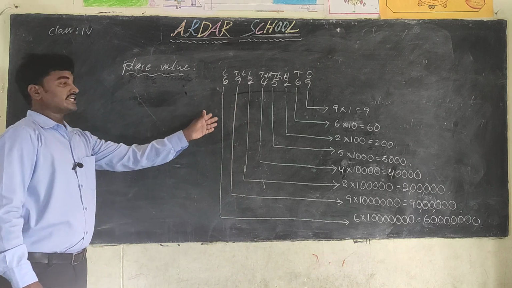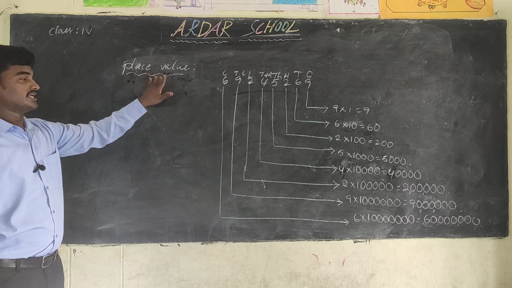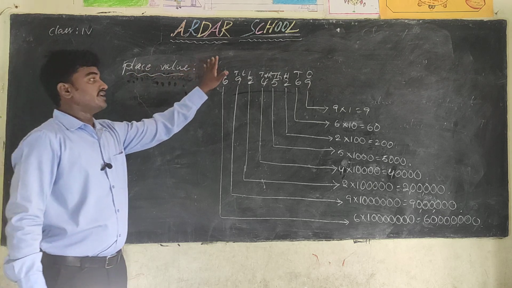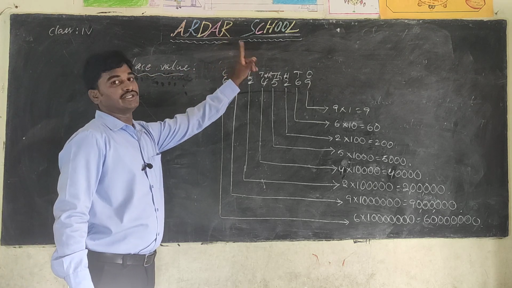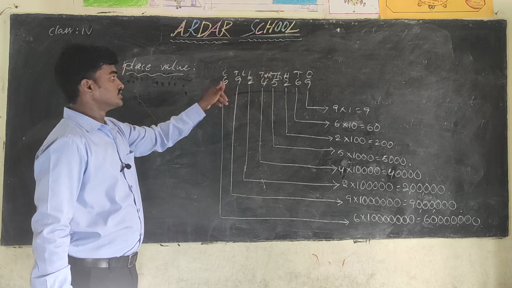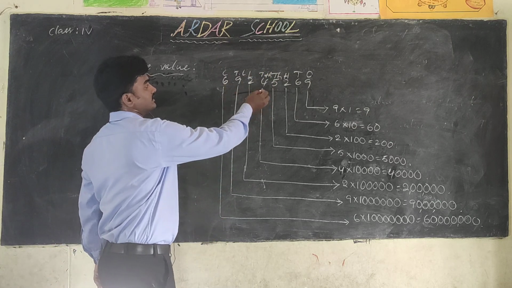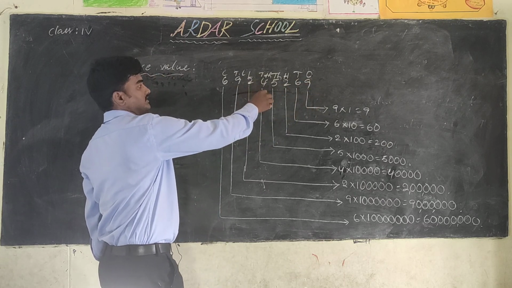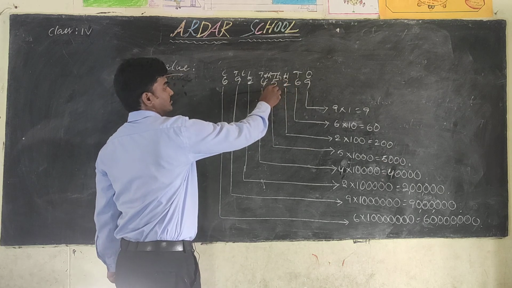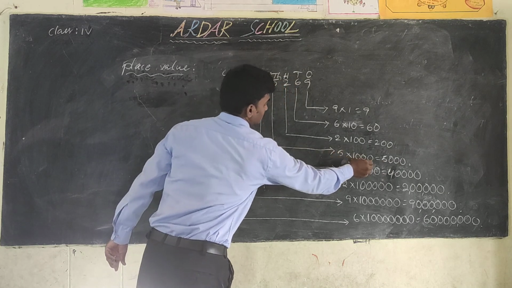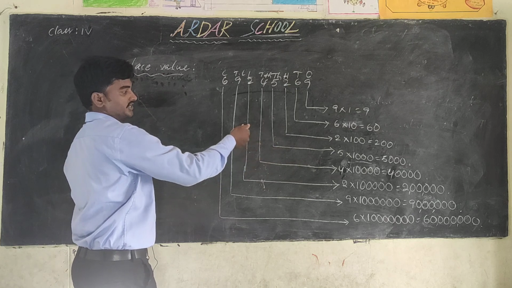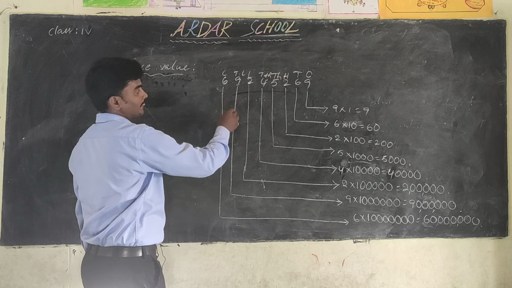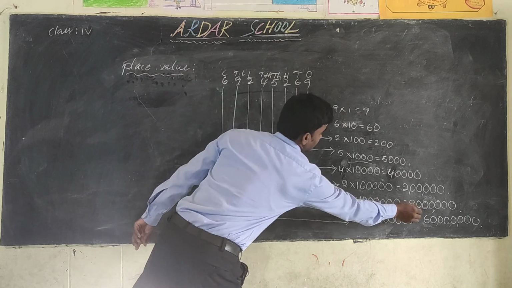So here once again I remind you the definition of place value. The place value of a digit is the face value of the digit into the value of the place. That is why these digits get their own place. For example, 5 is at thousands place. The place value of 5 is 5,000. And 9 is at 10 lakhs place, so the place value of 9 is 90 lakhs.